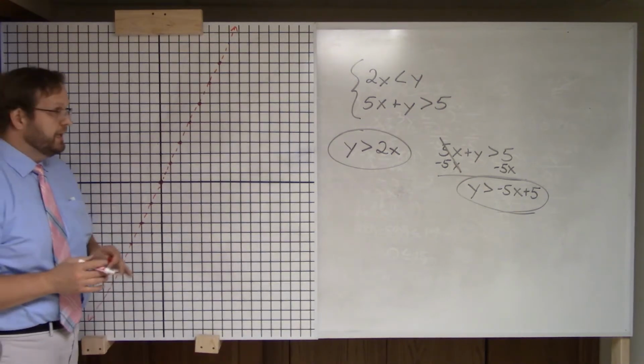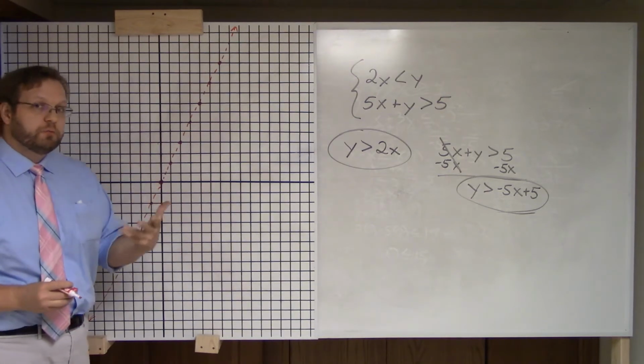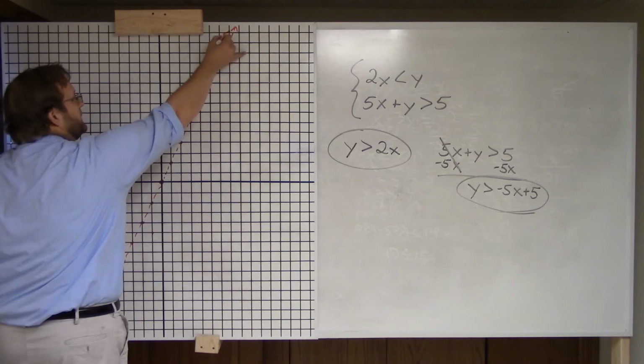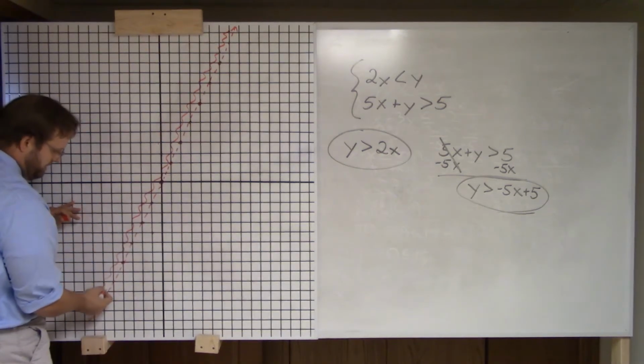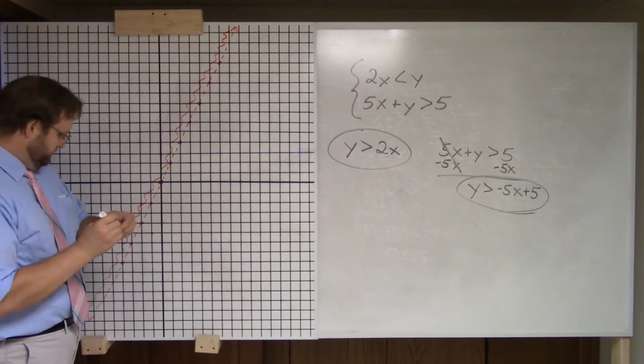Now the shading. Again, it's a greater than, so I'm going to shade up. If you're uncomfortable with that, use a test point. There's nothing wrong with that. So I'm just going to shade a little bit so I know which side I fall on. After that, I go to the next one.